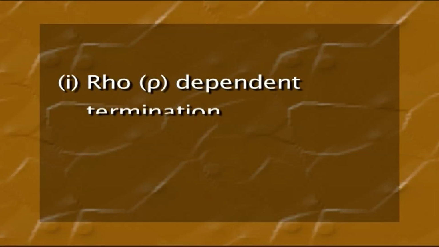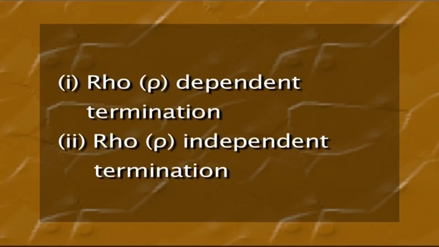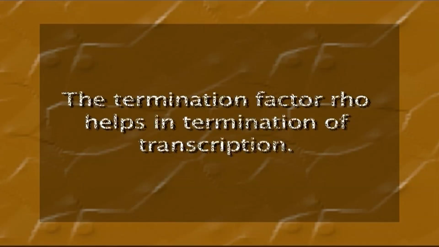can be of two types: Rho-dependent termination and Rho-independent termination. First, let us discuss Rho-dependent termination and then Rho-independent termination. In Rho-dependent termination, the termination factor Rho helps in termination of transcription.